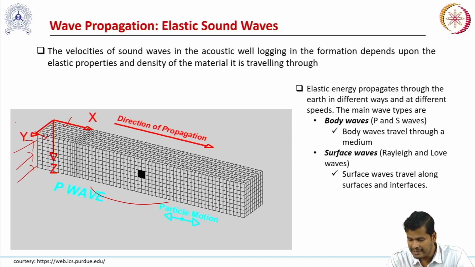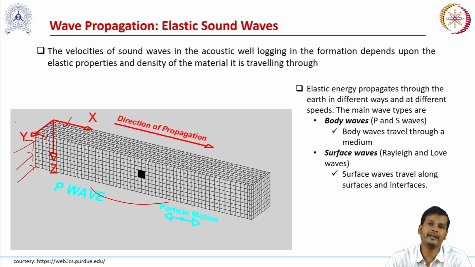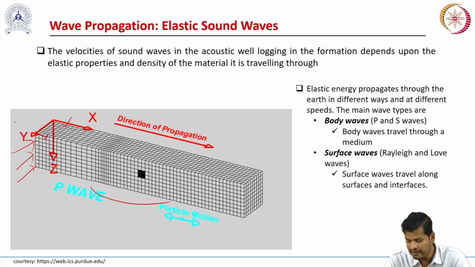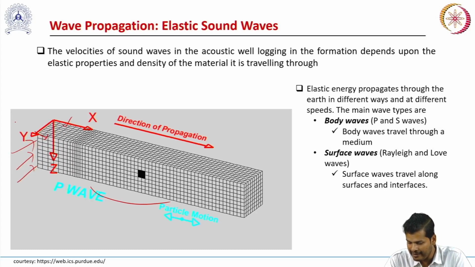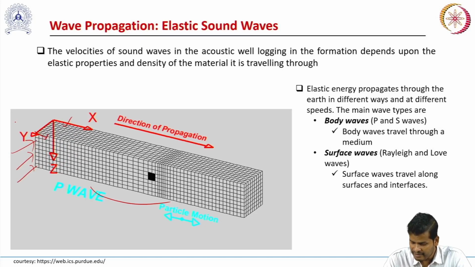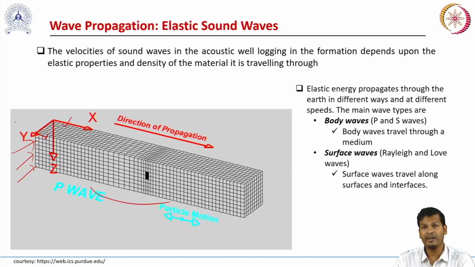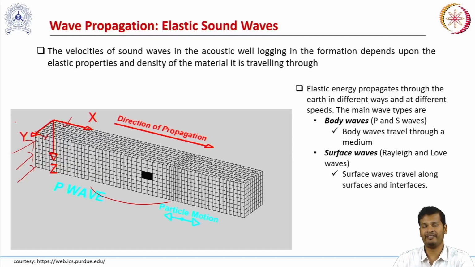Elastic energy can propagate through the earth in different ways and at different speeds. For example, generally we have mainly two types of waves inside the earth medium, which are body waves and surface waves. Body waves can again be of two types, P wave and S wave, and surface waves can be of two types, Rayleigh waves and Love waves. A body wave is a wave which travels through the medium, and a surface wave is a sound wave which travels along the surfaces and interfaces.